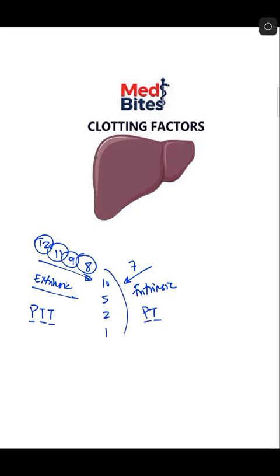A lot of people forget how this common pathway works or what the numbers are. A quick way to remember this is just multiplying all the bottom numbers gives you the top number. So 1 times 2 times 5 gives us 10.